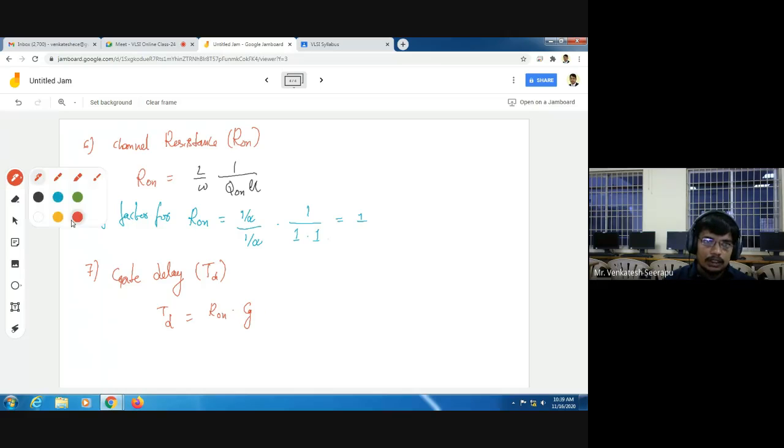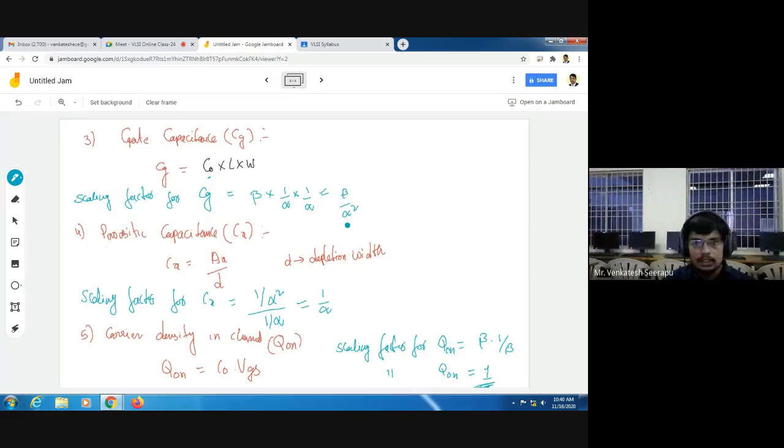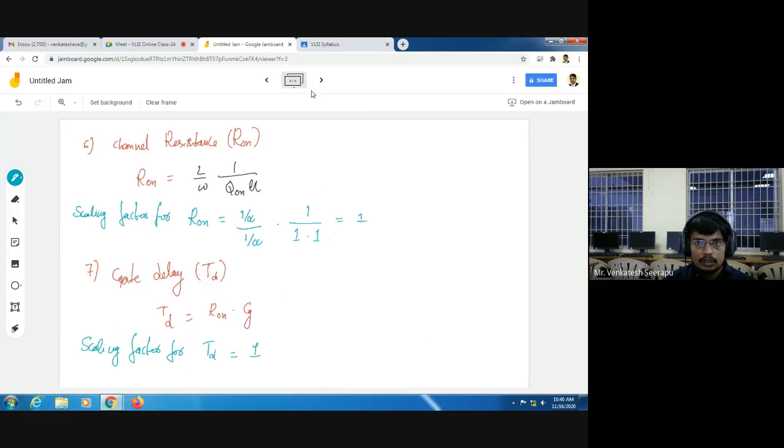Now calculate the scaling factor for TD. What is the scaling factor for R? Yes, it is 1. What is the scaling factor for CG? We already calculated it. Gate capacitance is beta by alpha square, so we replace it with beta by alpha square. Finally, the scaling factor for TD also becomes beta by alpha square.